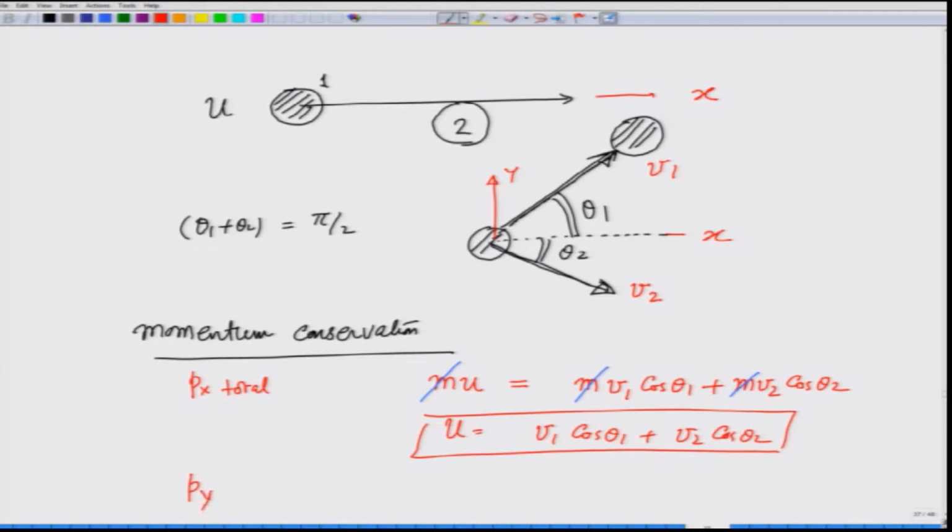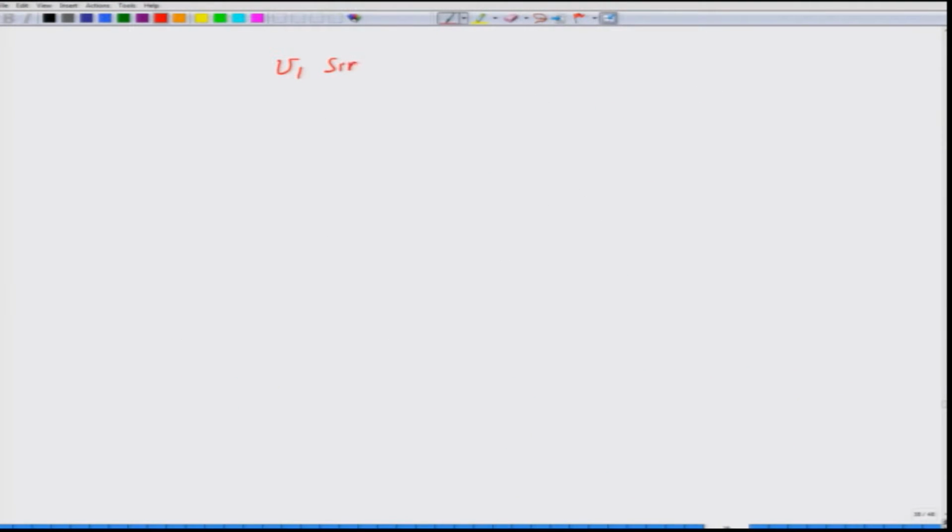I have got another equation from momentum conservation, that is Py total should also remain the same. And what was Py total to start with? There was no momentum component in the y direction, and therefore I am going to have 0 equals m v1 sin theta 1 minus m v2 sin theta 2. I put a minus sign here already anticipating that the y components are in the opposite direction. If you put plus, finally you will get v1 equal to minus some v2, so that does not really matter. And this equation gives me v1 sin theta 1 minus v2 sin theta 2 equals 0. That is equation number 2.